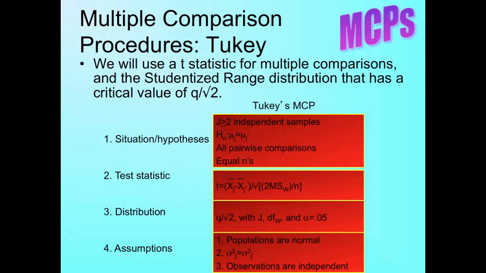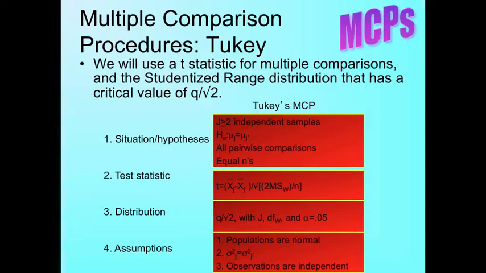We'll use a t statistic for multiple comparisons and what's called the studentized range distribution that has a critical value of q divided by the square root of 2. Just providing that as an FYI on this slide, so you can see where this stuff is coming from based on a different distribution. It's not a t distribution, it's not an F distribution. We have those tables at the back of your textbook. This one is not at the back of your textbook, although it's at the back of some statistics textbooks, where it's sometimes called a Q table or a studentized table.